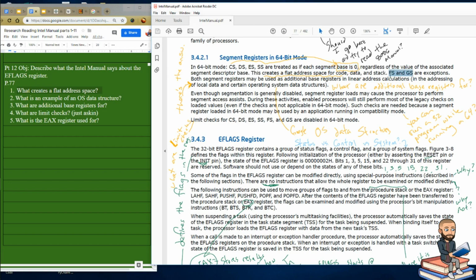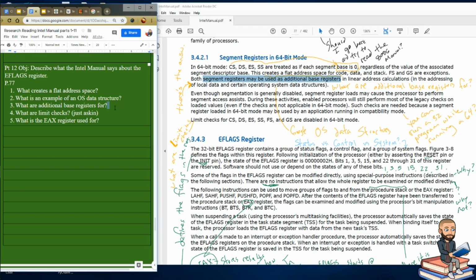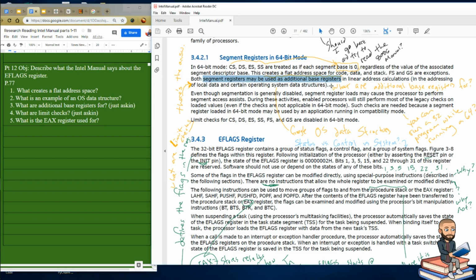Now here's something that should look familiar after we studied canonical addressing, but you have this FS and GS register, and these are exceptions. Both segment registers may be used as additional base registers. So my question here is, what are additional base registers for? And I guess that has a lot of answers, so let me just put there that I'm just asking, maybe something for you to bring up to your professor. But both these segment registers may be used as additional base registers in linear address calculations, which is in the addressing of local data and certain operating system data structures.